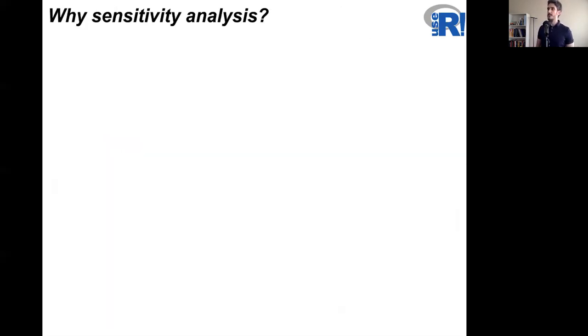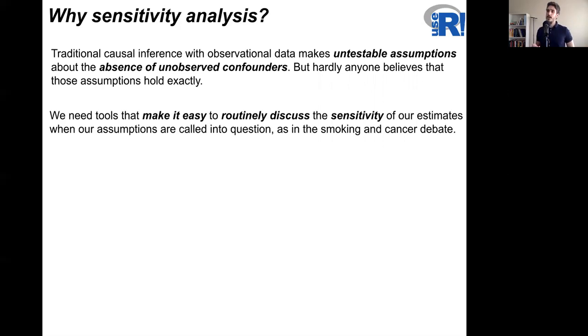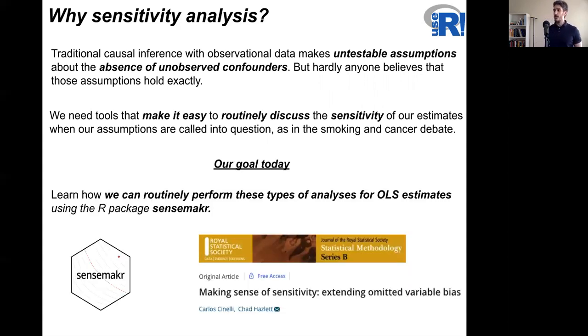So to sum up, why do we need sensitivity analysis? Traditional causal inference with observational data makes untestable assumptions about the absence of unobserved confounders. And the truth is that hardly anyone believes that those assumptions hold exactly. So we need tools that make it easy to routinely discuss the sensitivity of our estimates when our assumptions are called into question, as happened in the smoking cancer debate. So our goal today in this presentation is to learn how we can routinely perform these types of analysis for OLS estimates using the R package sensemakr. Sensemakr implements the tools developed in our JRSSB paper, Making Sense of Sensitivity: Extending Omitted Variable Bias.